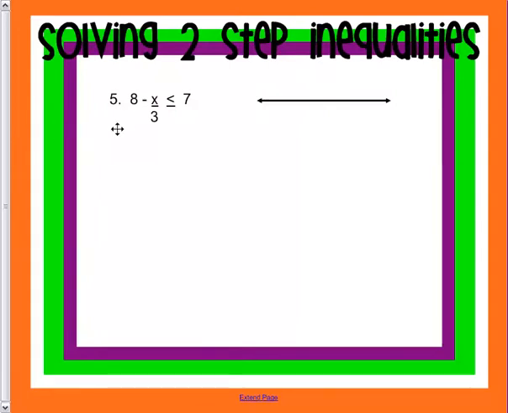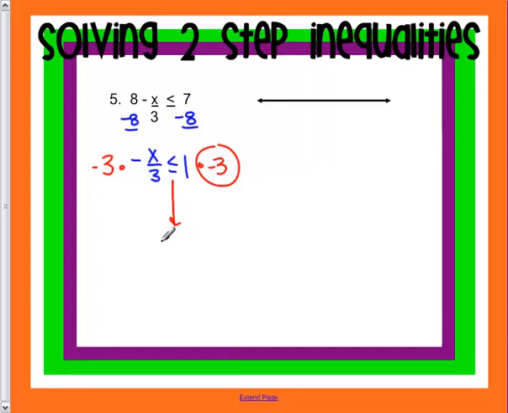Okay, let's try this one. We've got 8 on this side, so we want to take 8 away from both sides. That means we're left with negative x divided by 3, which is less than or equal to 1. Okay, I want the x to be positive, so I multiply by negative 3 to get rid of this negative. Now we're multiplying by a negative, so I always draw this arrow for myself so I remember what I did here: change your sign. The negative 3 cancels out with that 3 in the negative, and 1 times negative 3 is negative 3, so I'm left with x is greater than or equal to negative 3.